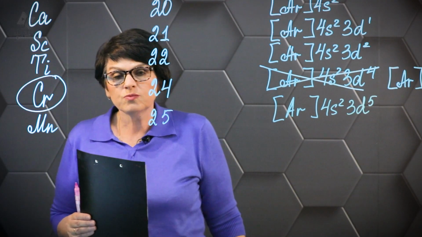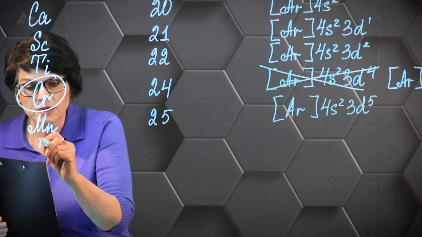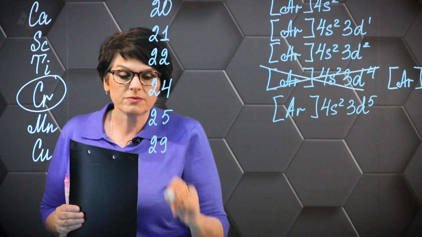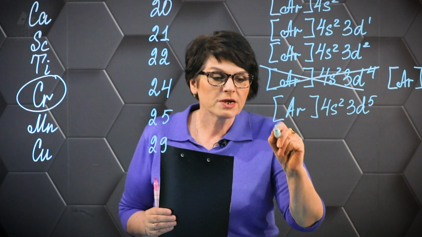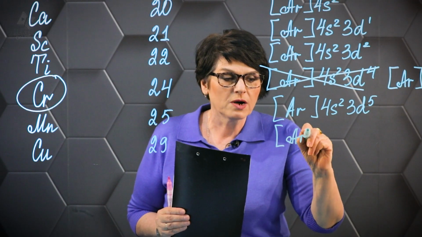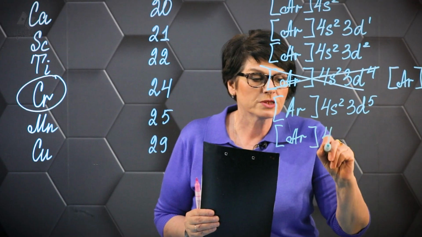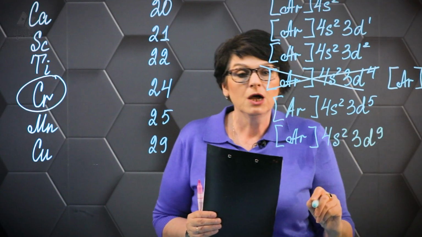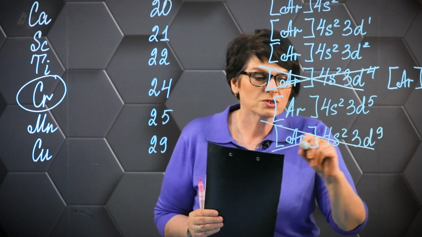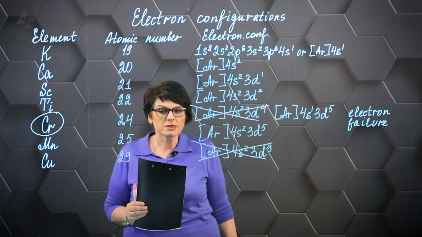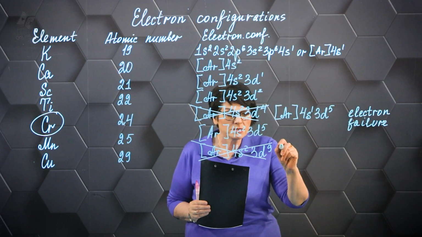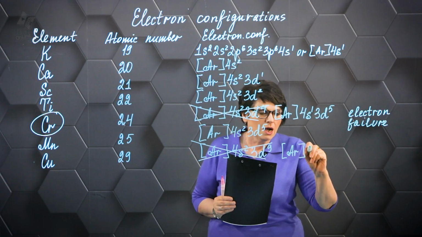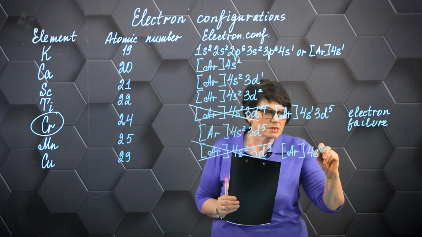Then we'll skip ahead and get to the element copper. Copper is an element with the order number 29. Its configuration, it would seem, according to the Aufbau principle, should be built like this: 4s2, 3d9. But it doesn't really happen that way. This form of recording is not correct, and in reality the correct one will be argon 4s1, but 3d10.